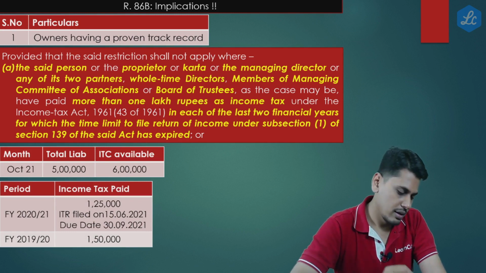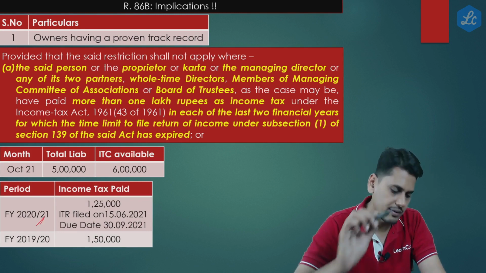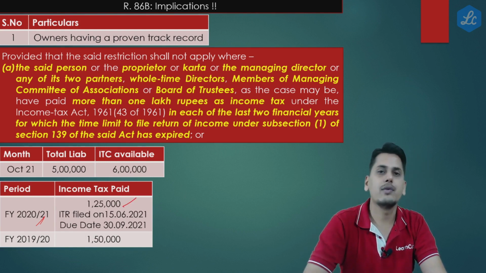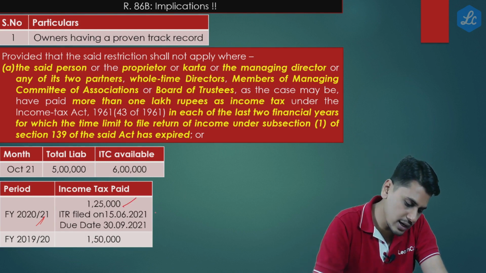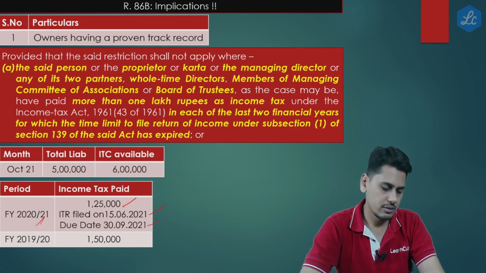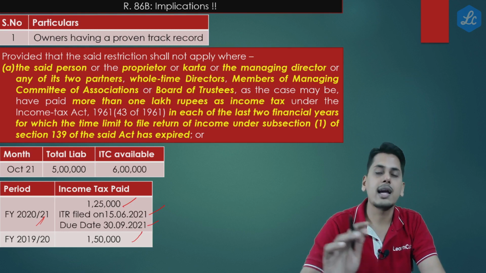Period: financial year 2021. Income tax paid is 1,25,000. ITR is filed on 15th of June. Due date happens to be 30th of September. For 1920, tax paid 1,50,000.